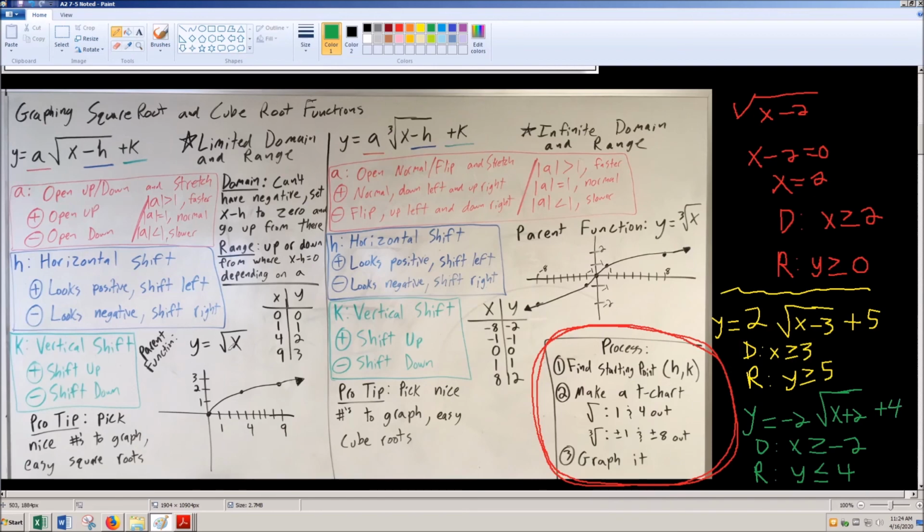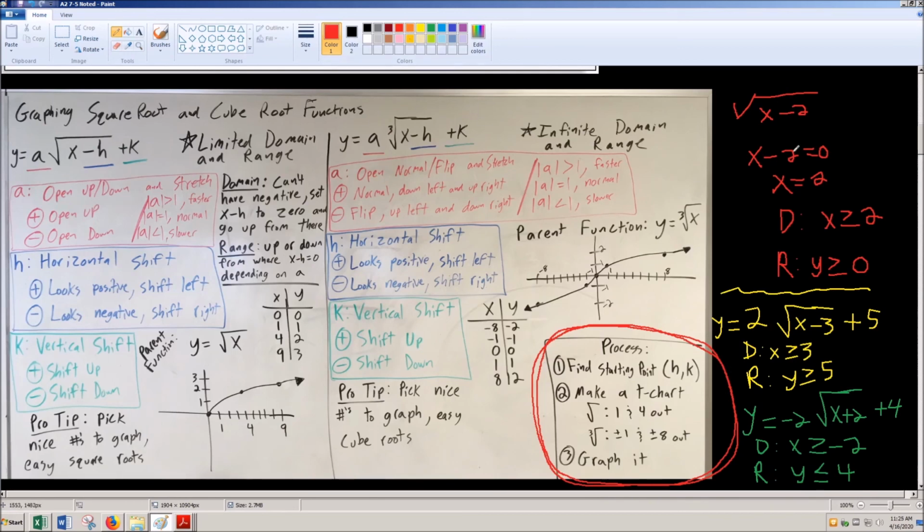Here's my parent function for this thing. We looked at this graph before. Again, plugging in some nice numbers, I would get 0, 1, 4, and 9. Let's look at what numbers I would use for these. I used all different colors, so I'll start out just with the red one.